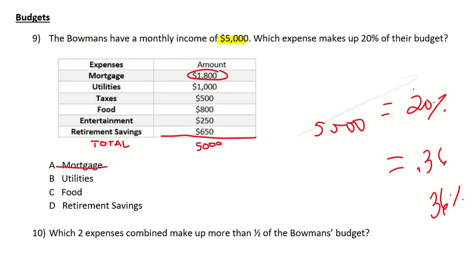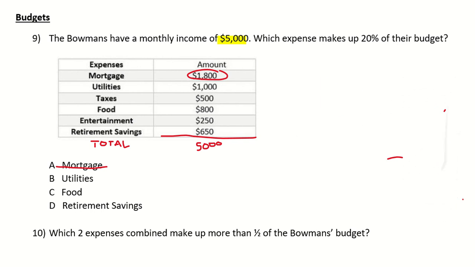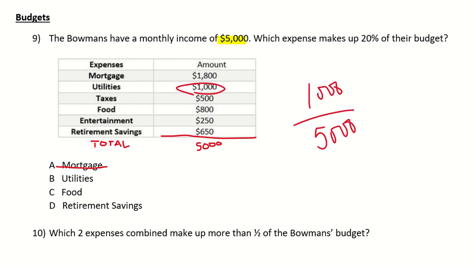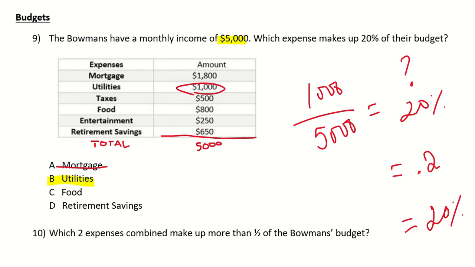Let's try the next answer choice, utilities. Utilities, right there, $1,000. If that's divided by 5,000, because you divide to get a percent, do we get 20%? Let's check it out. 1,000 divided by 5,000 is 0.2, which is 20%. Yay, so we got it. It is utilities. That's 20%.